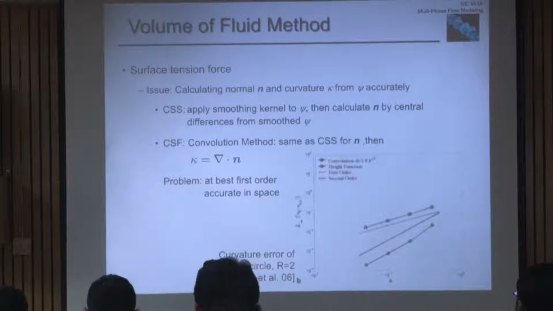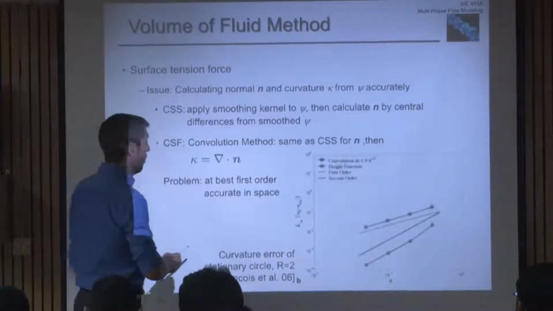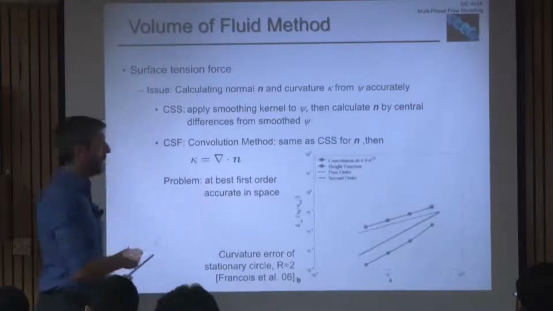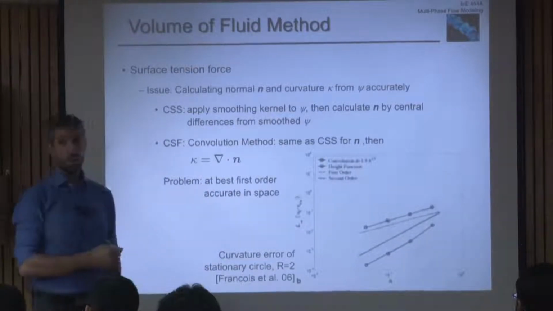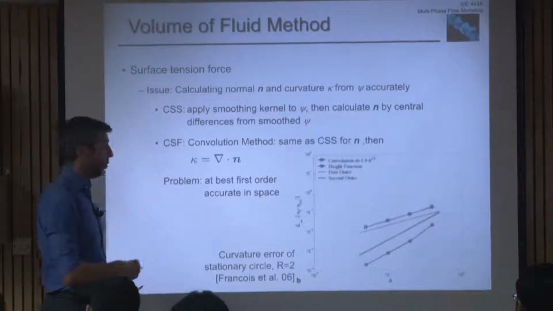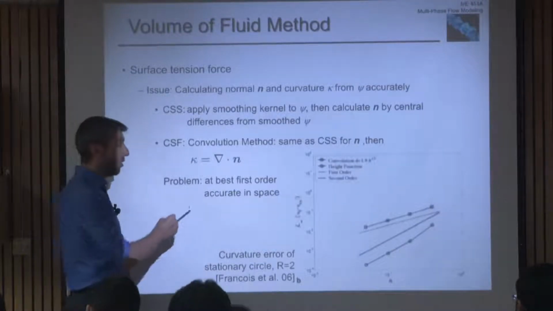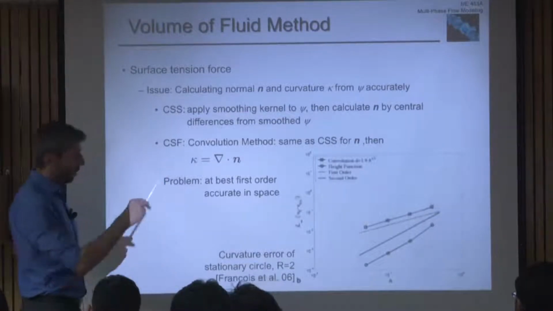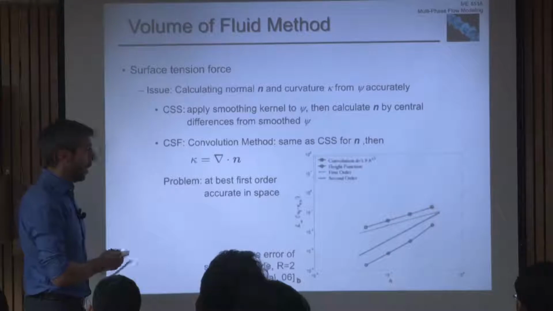For the continuum surface force, we'll need to keep going. Once we have our normal vector, we'll compute the divergence of the normal to get the curvature, and then we'll multiply that by the gradient of our smooth psi, and that will give us our surface tension force.